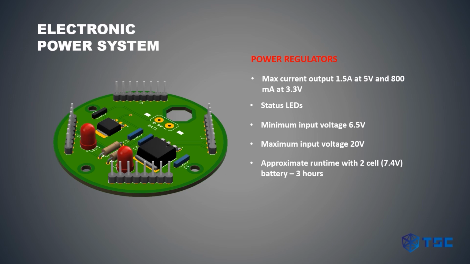The Electronic Power Supply, or EPS, powers the whole CANSAT by drawing power from the batteries on board and stepping down the voltage. It can supply 1.5 amps of current at 5 volts and 0.8 amps of current at 3.3 volts. There are status LEDs that indicate the output of the EPS. The operating input voltage range is from 6.5 volts to 20 volts. The total efficiency of the system is approximately 72%. The output power rails from the EPS are carried by the bus interface so that all the subsystems receive power.